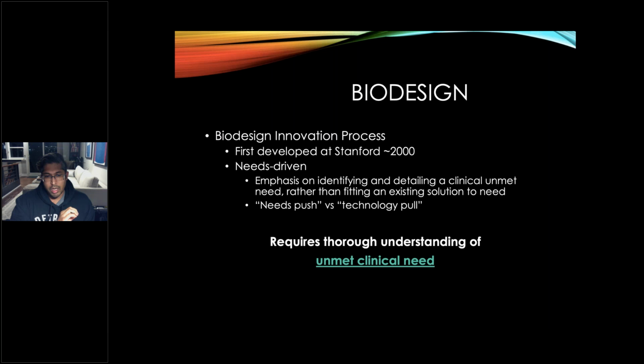So the key thing here to remember is that identifying the problem is the first and foremost thing that you have to deal with to really be successful in this whole process. And that does require a thorough understanding of the unmet clinical needs. I may rehash that statement over and over in the coming minutes, but really, before you embark on your biodesign process and try to come up with an invention or solution, you have to become an expert and thoroughly understand the problem at hand.